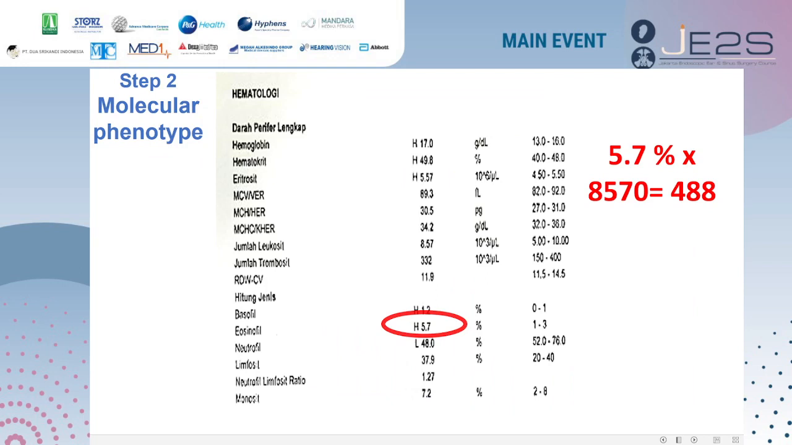Di sini kita lihat persentasenya 5,7% dikali dengan jumlah leukosit total 8.570. Kita mendapatkan jumlah 488. Ini lebih besar dari cut off point 300. Jadi kita bisa mencurigai bahwa pasien ini memiliki blood eosinophilia dan mungkin memiliki tipe 2 inflamasi.